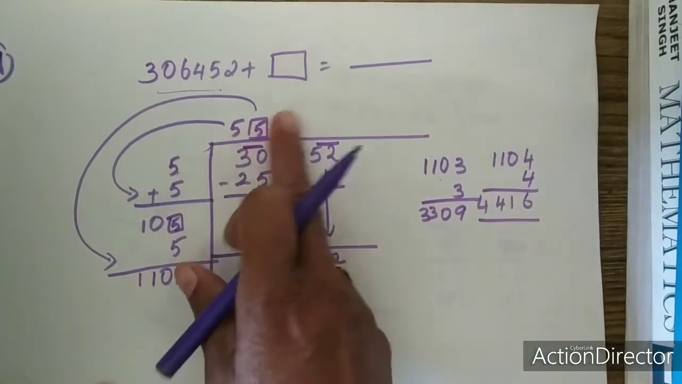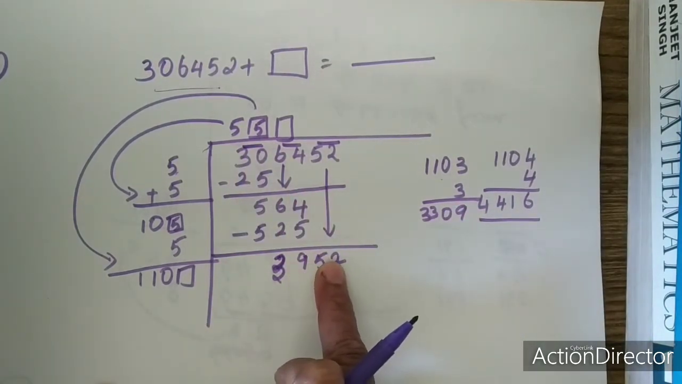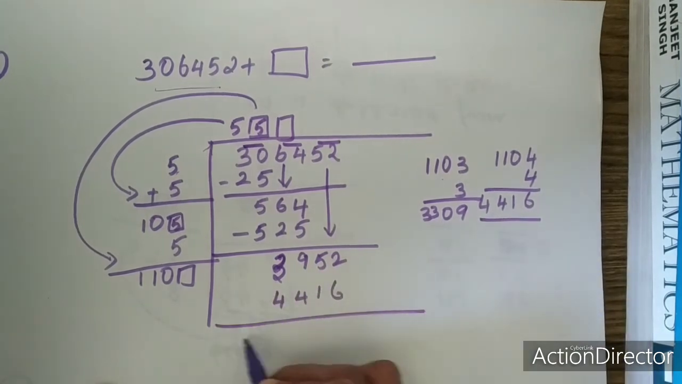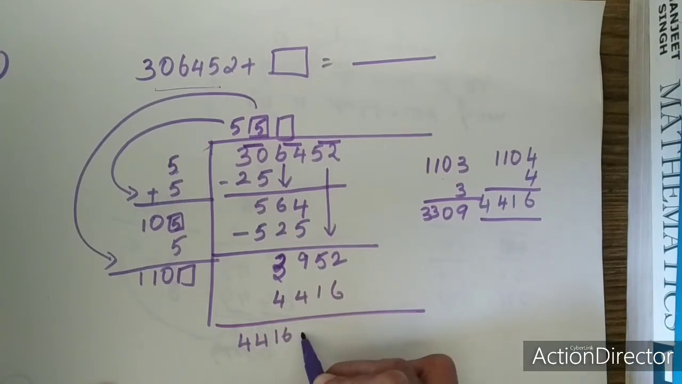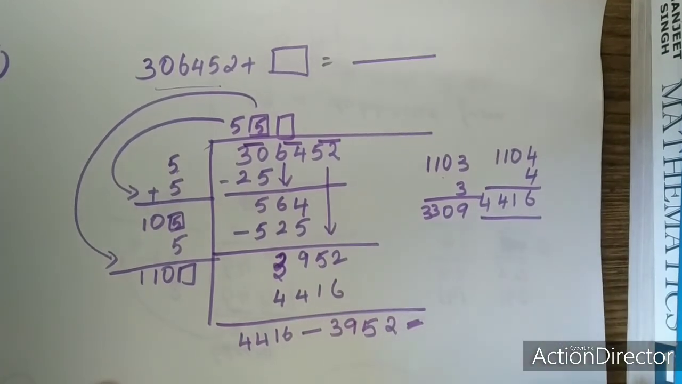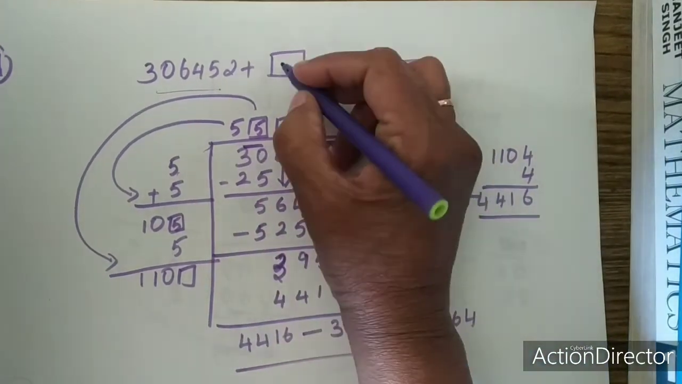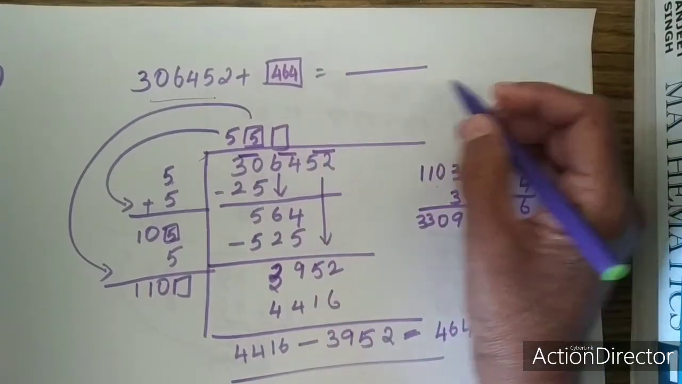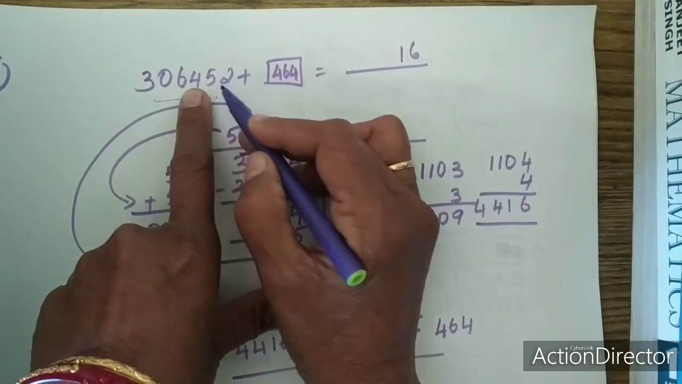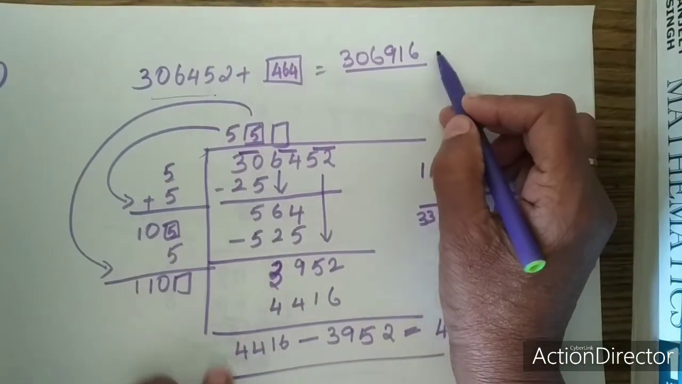So in the case of what should be added, let me give one clue. You take a number, an immediate number bigger than this number. So it will be 4416. While subtracting, you subtract like this: 4416 minus 3952, which is equal to 464. Now this is the number which you are going to add with this number to make it a perfect square. So when you add this number, you get 306916. So this is the number.